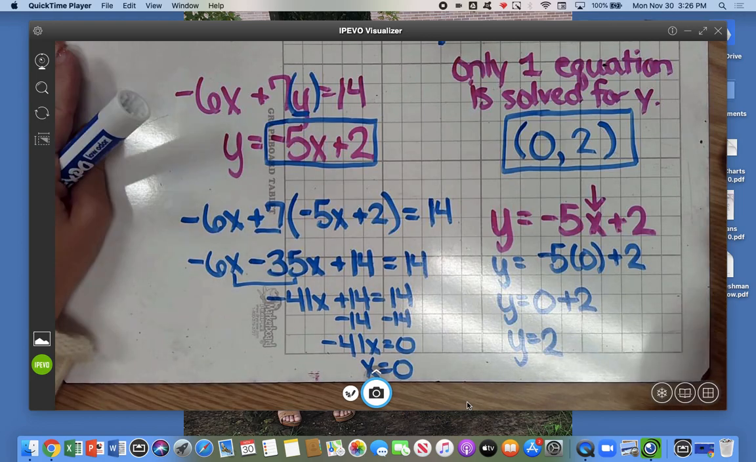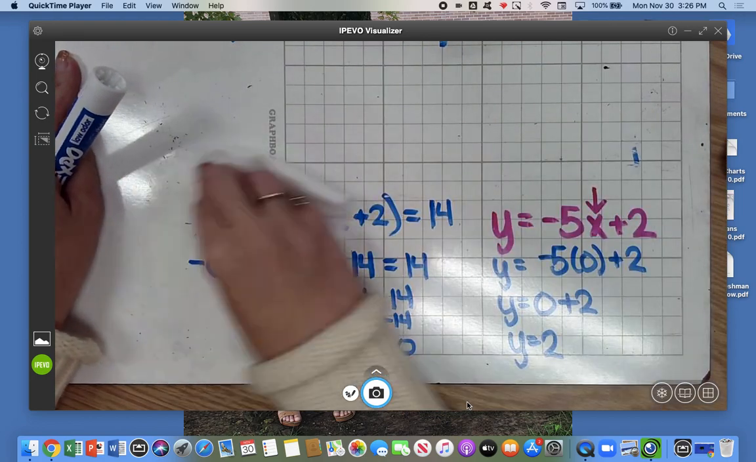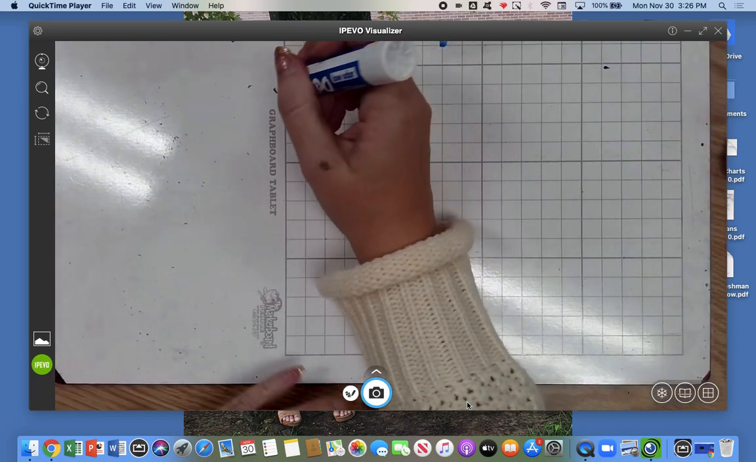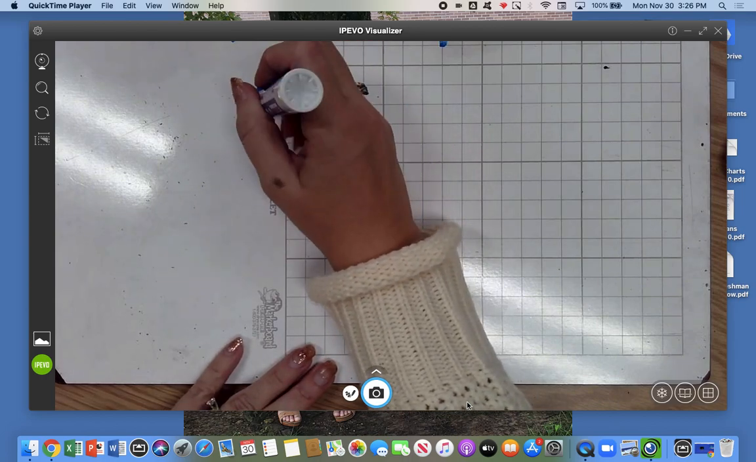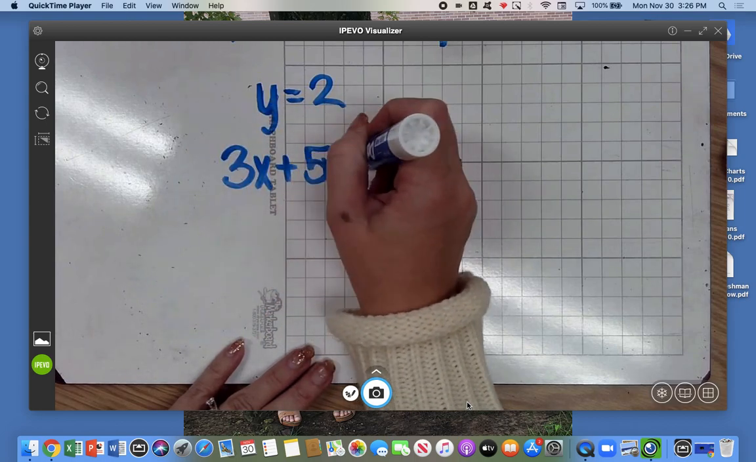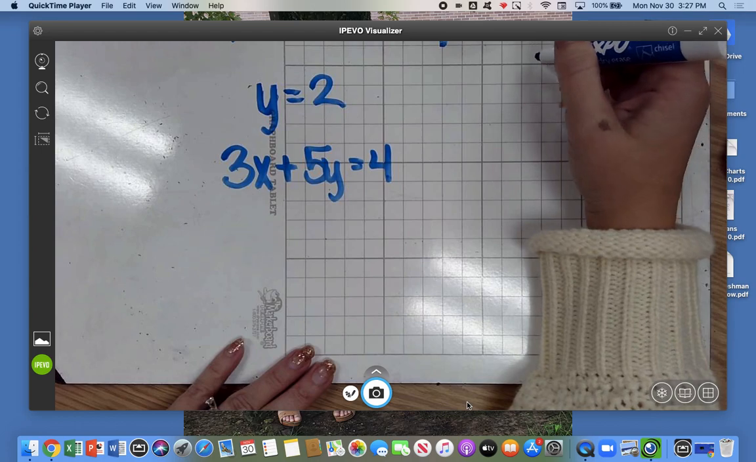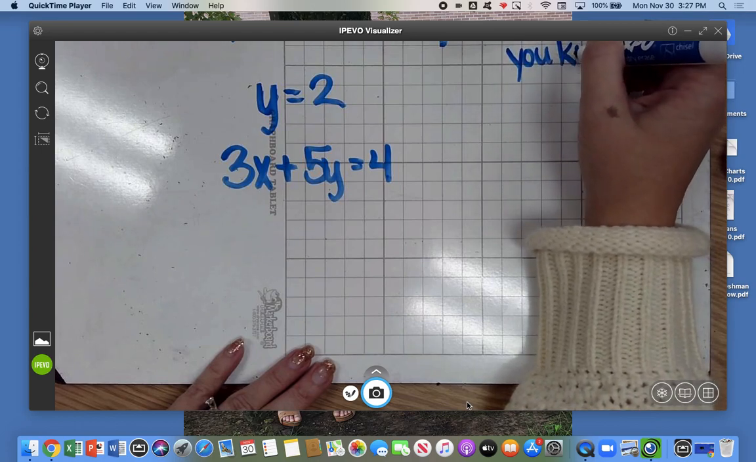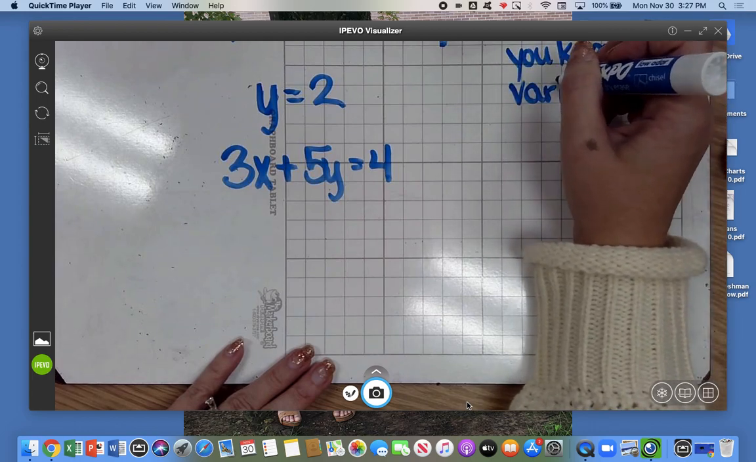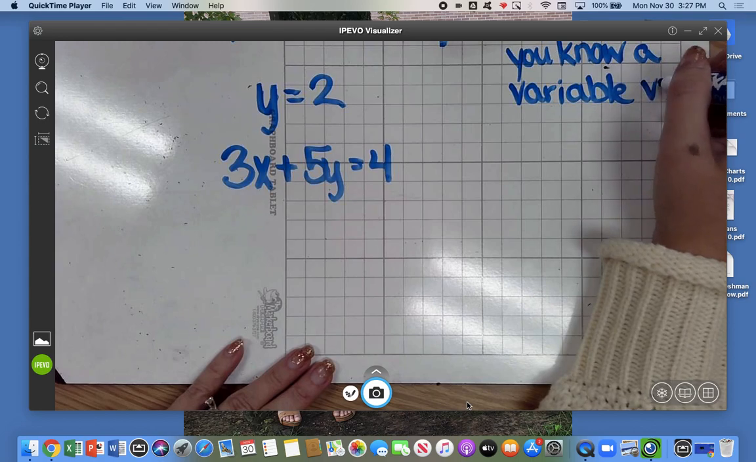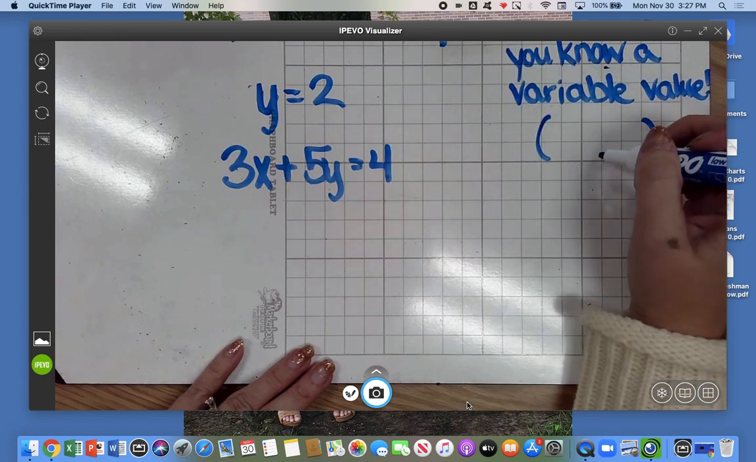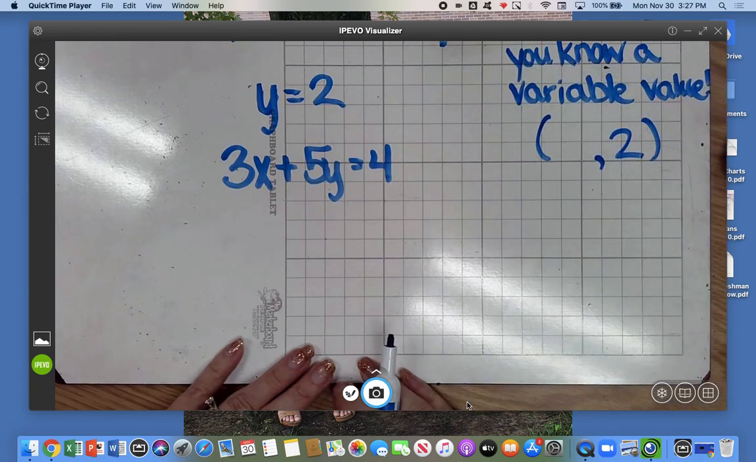All right, and then our last example, this one actually I think is probably the easier out of the three, but sometimes I think people freak out and think that the easy ones, they've done something wrong. All right, this one is whenever you actually know what y is. You know a variable value. Guess what? We actually already know what y is. Y is 2. So we just have to find out x.